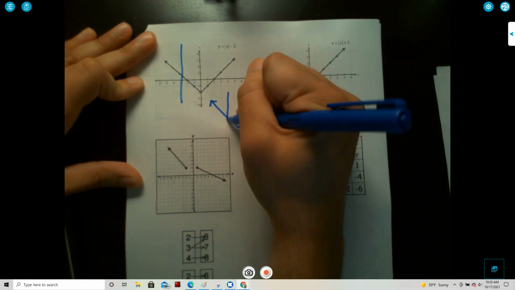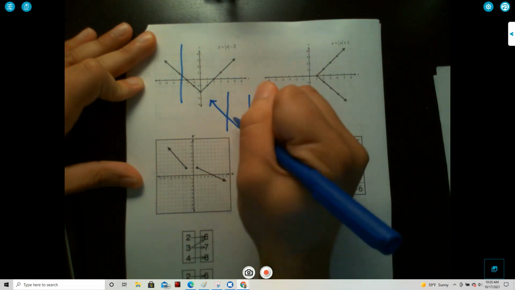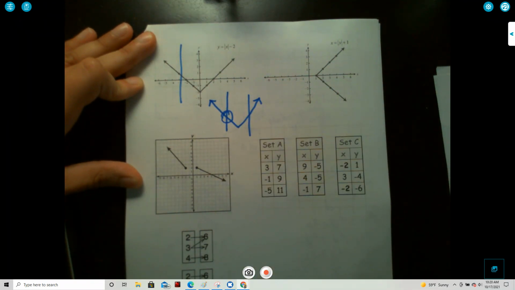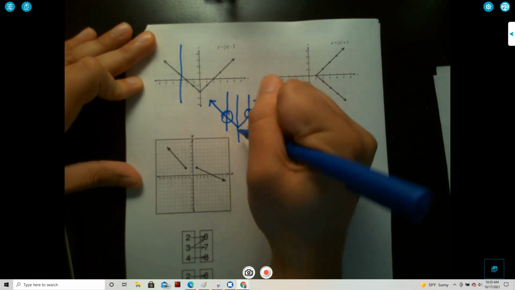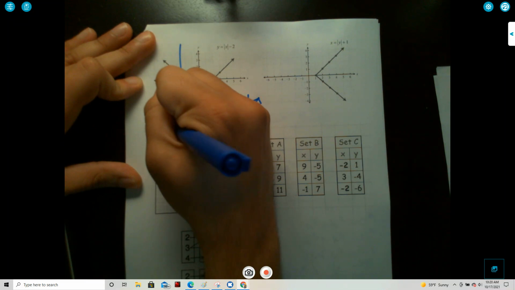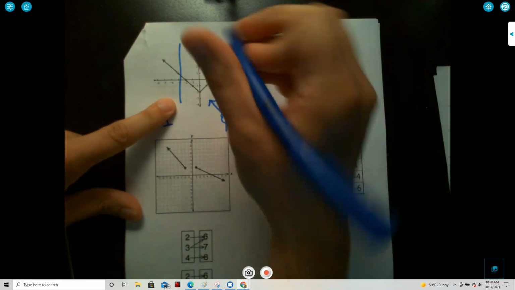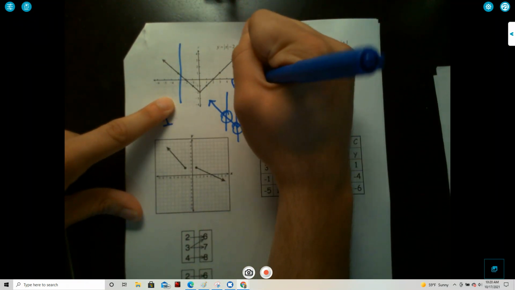If I draw a vertical line anywhere, it intersects the given image one time. If I do it over here, it's also one time. If I do it right down the middle, it's one time. So it only intersects one time, which means, yes, we have a function.